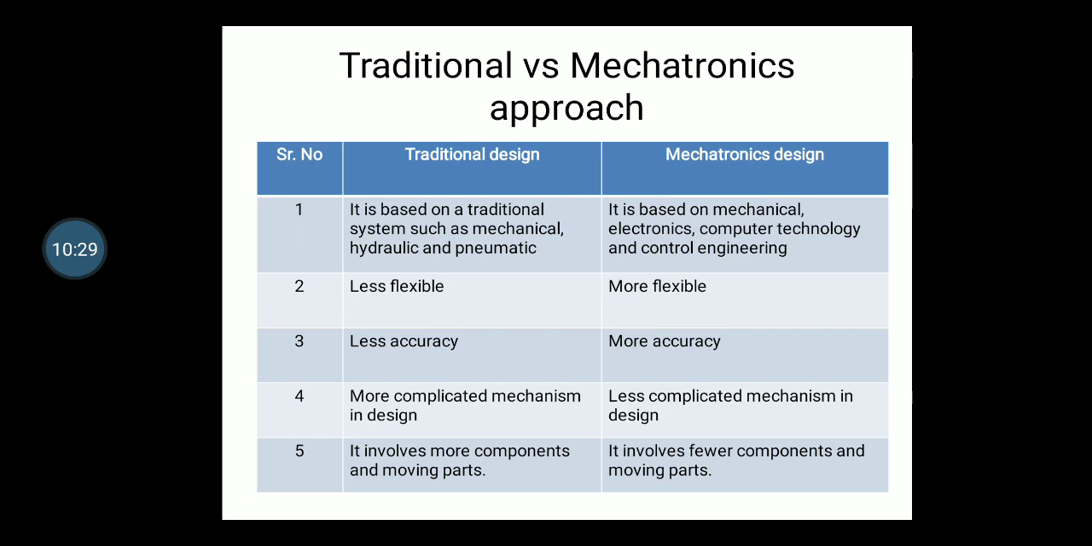But in mechatronics it is very simple as compared to the traditional method, that is, a less complicated mechanism in design. The traditional method involves more components and moving parts, right, but mechatronics involves very few components and moving parts. Okay, so this is the basic difference between the traditional method and mechatronics.